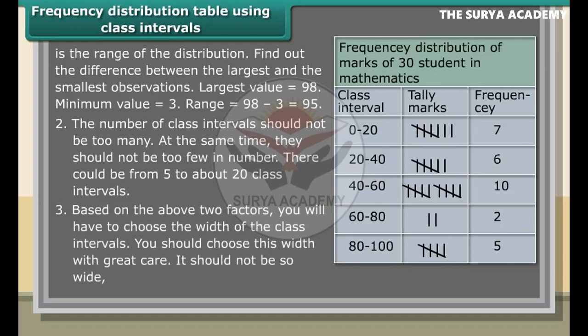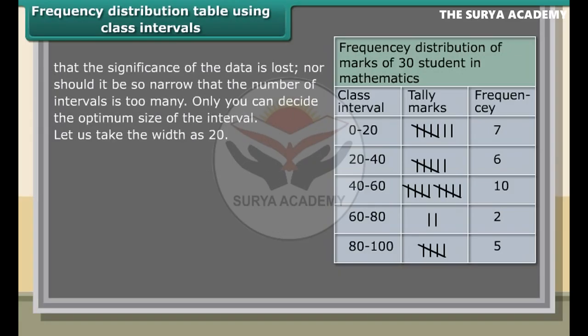3. Based on the above two factors, you will have to choose the width of the class intervals. You should choose this width with great care. It should not be so wide that the significance of the data is lost, nor should it be so narrow that the number of intervals is too many. Only you can decide the optimum size of the interval. Let us take the width as 20.